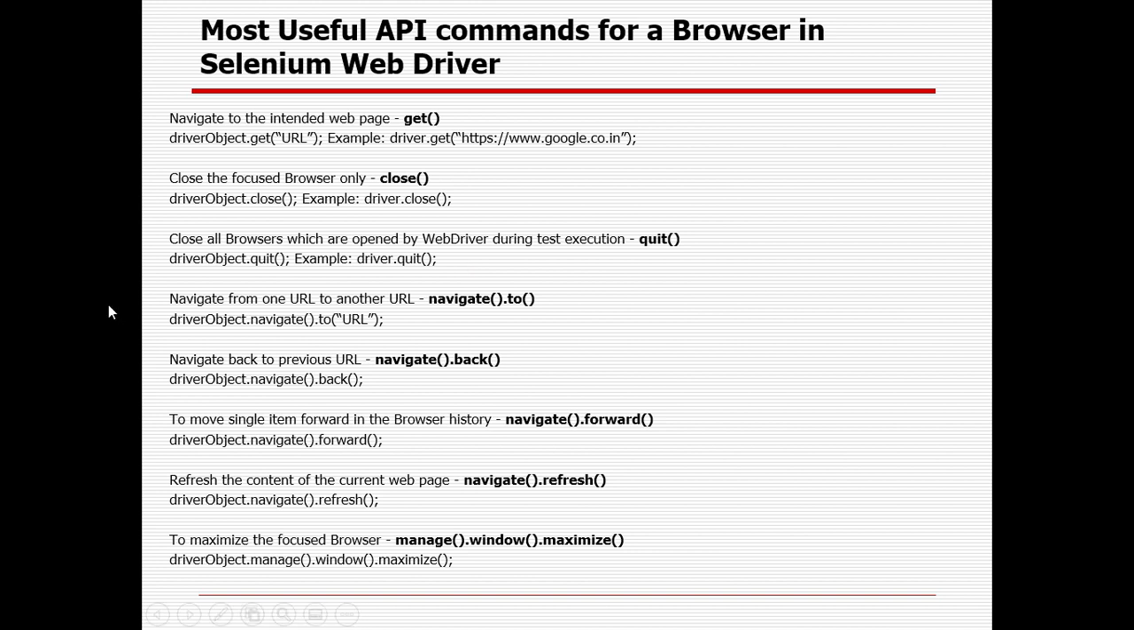Then if you want to navigate from one URL to another, you have to use the navigate.to method. If you want to navigate back to the previous URL, you have to use the navigate.back method. And if you want to move forward one item in the browser history, you need to use navigate.forward. If you want to refresh the content of the current web page, sometimes whenever you open a web page it does not refresh properly, because some of the properties did not load fully, so you can use navigate.refresh.